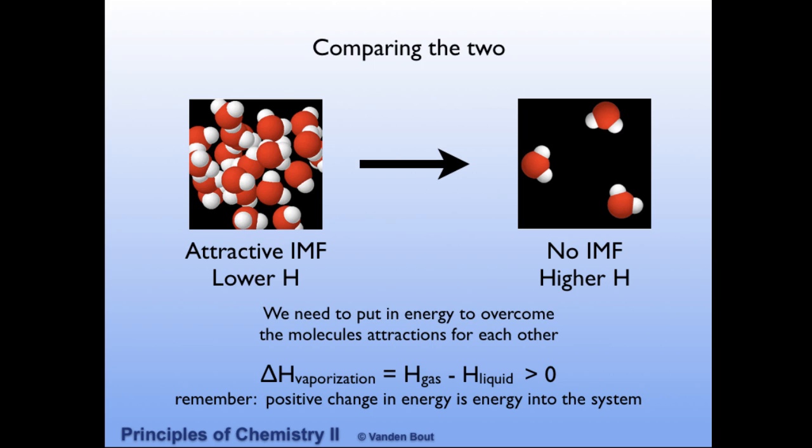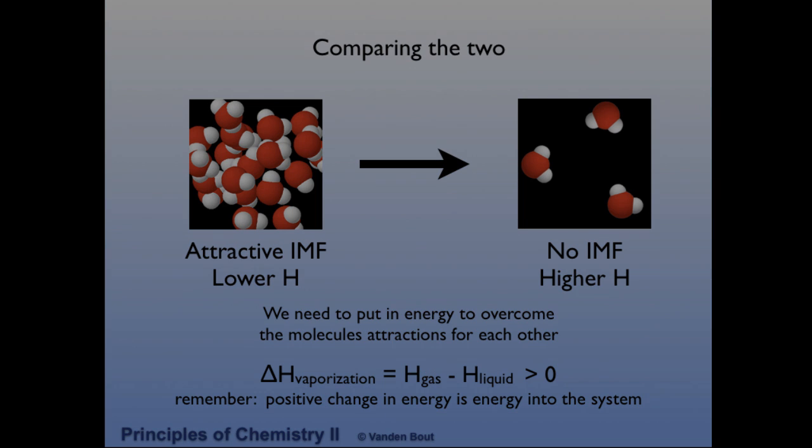And so delta H vaporization we know has to be positive because the gas is higher in enthalpy than the liquid. That is, it requires energy to move from the liquid state up to the gaseous state. And that's because we're ripping apart those intermolecular forces. Remember, a positive change is always energy into the system. We start at low energy, we end up at high energy. That must be because we put energy in. It's endothermic.